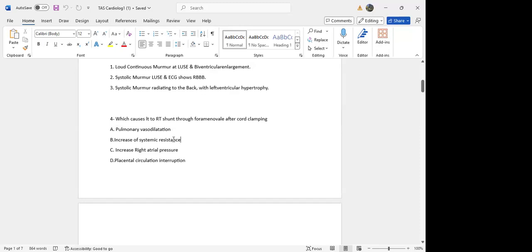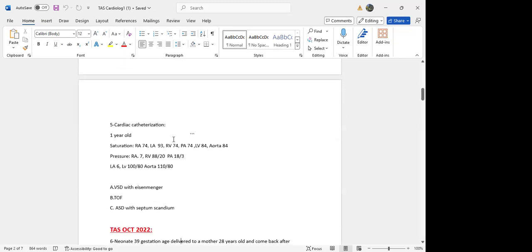Systemic resistance would not cause shunting reversal at the atrium level. Increased right atrial pressure is wrong. It causes a decrease because the placenta is removed. Placental circulation interruption will cause decreased right atrial pressure. Okay, so that will decrease. So left to right, basically the flow on the left side has increased because of pulmonary vasodilation.